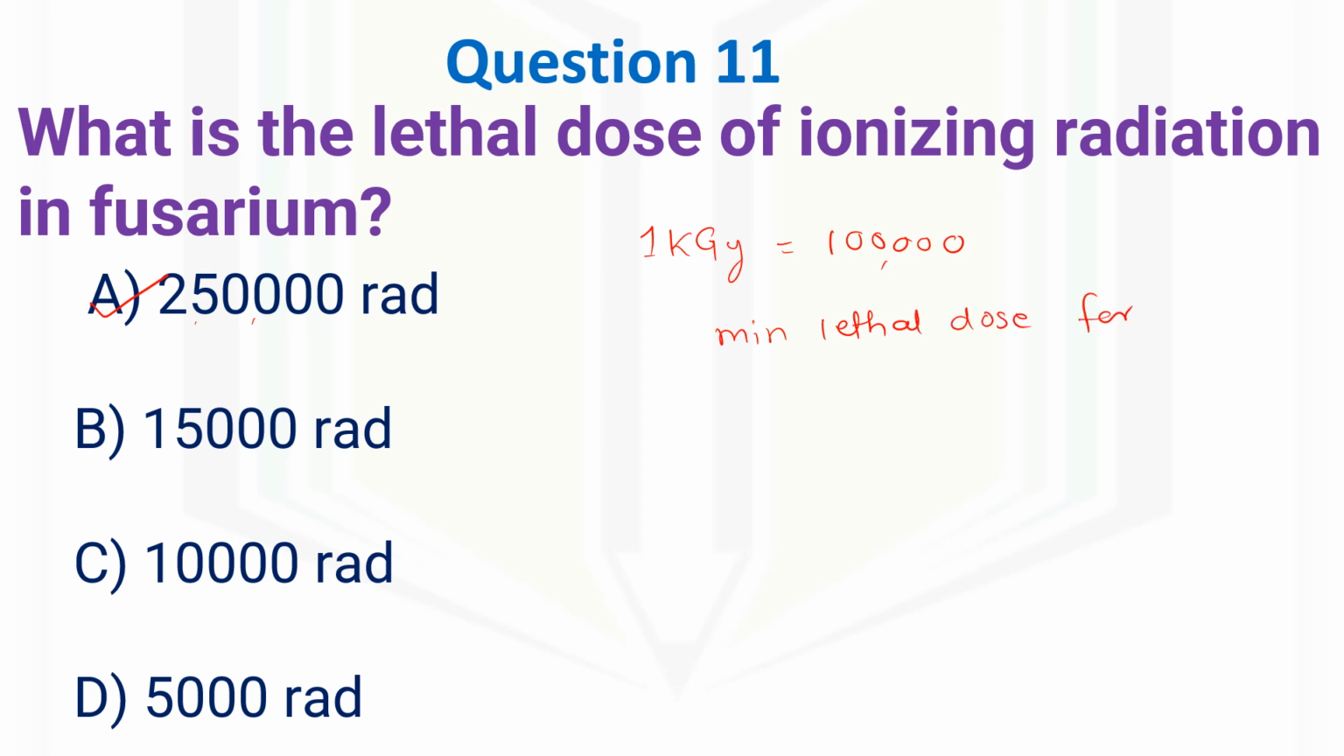for fungi or any type of mold is minimum 1.5 kilogram and above. This is the minimum one. So anything above this will kill the mold or the fungi. So here we have the organism which is fusarium, which is a fungi. So correct option will be 2,50,000 because this is given in rats. So it can be 2.5 kilogram.